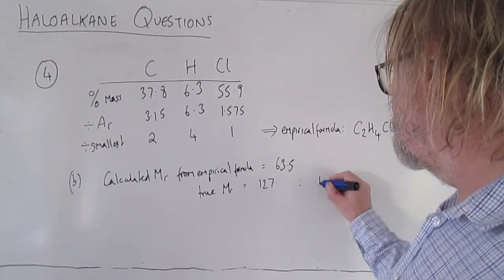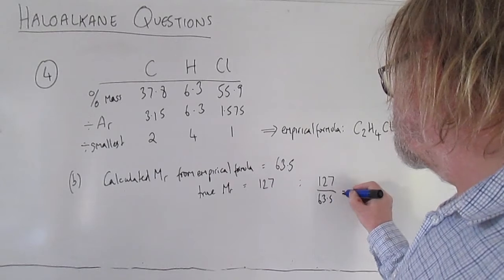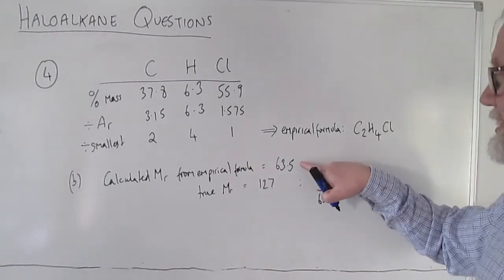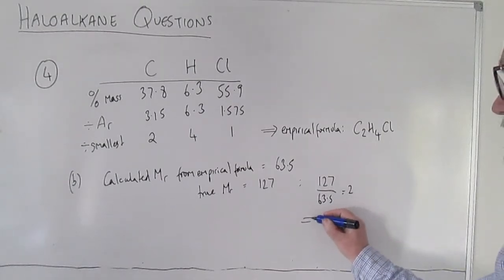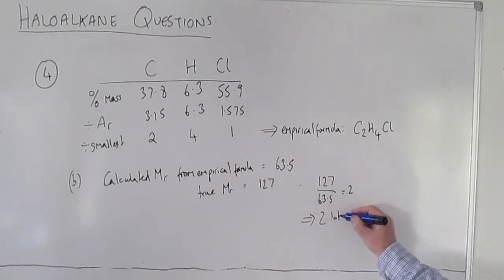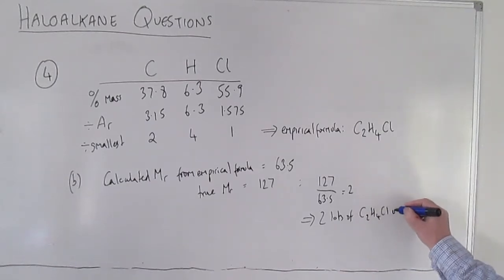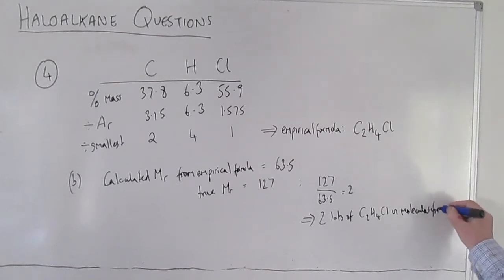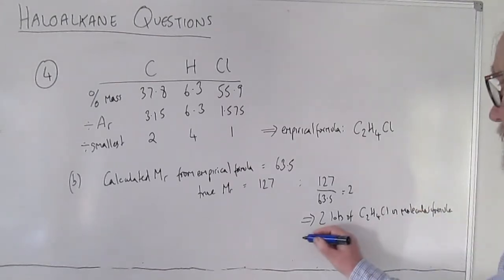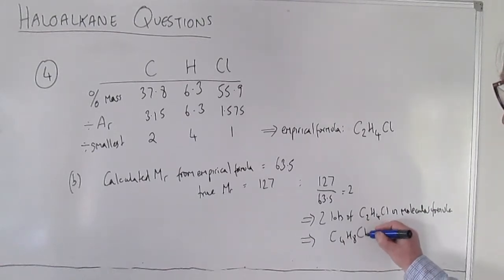So we just say 127 over 63.5 is 2. In other words, there are 2 lots of the empirical formula needed to give you the true MR. So that means that there are 2 lots of C2H4Cl in the molecular formula. Which means that it's C4H8Cl2.